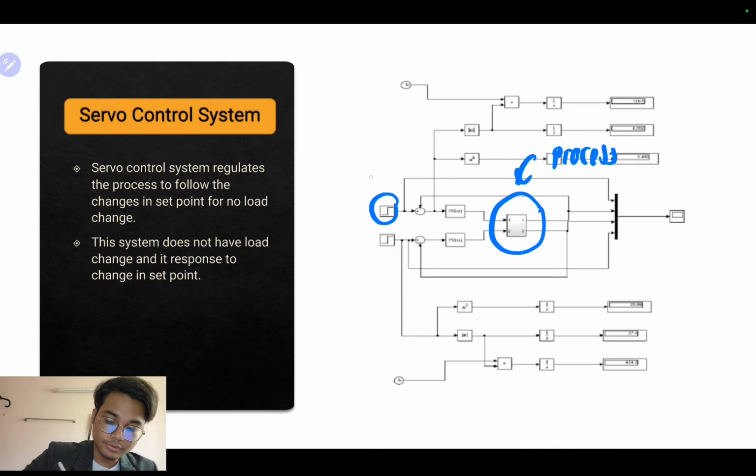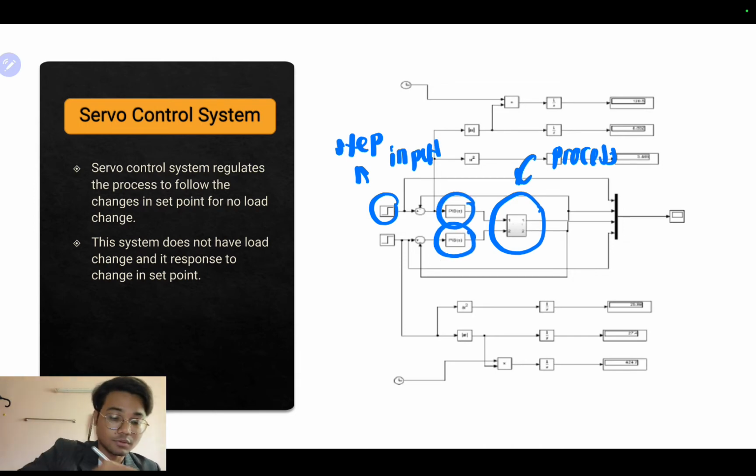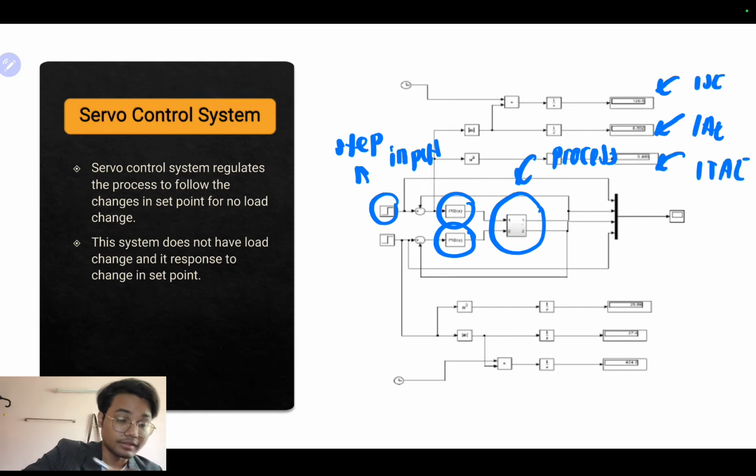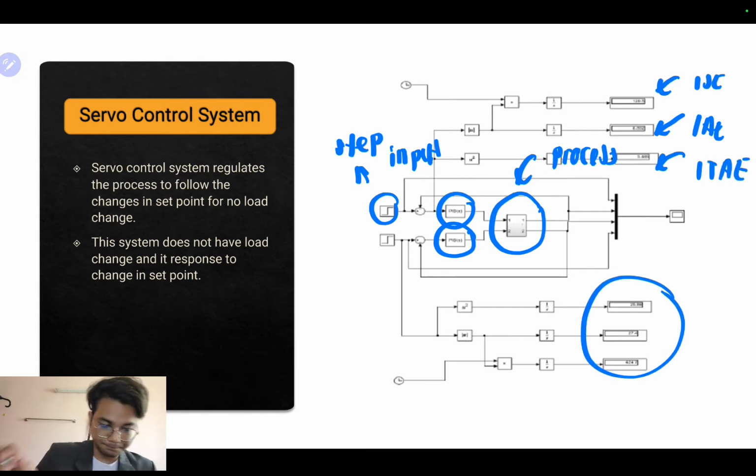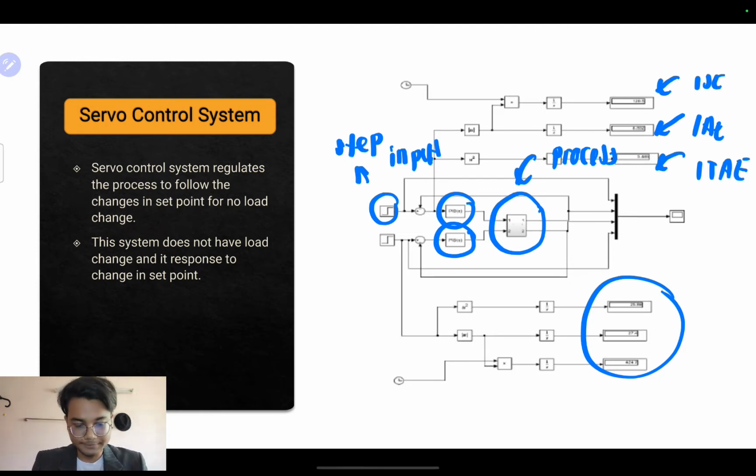And then this is our step input, and this is our controller. What we have here is our measurement of error, which consists of integral square error, ISE, integral absolute error, IAE, and integral time-weighted absolute error, ITAE. The same goes for the bottom here. Once we have developed all the block diagrams in Simulink in MATLAB, we can run the process. So I will show here.